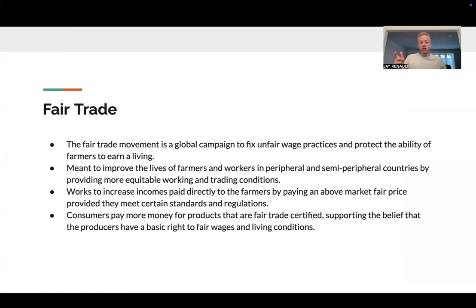Fair trade, fair wage, fair trade, fair wage. That's what I tell my students there. If something is marked as fair trade, that farmer is getting more money back in their pocket. The idea behind it is that it's meant to improve the lives of farmers and workers in peripheral and semi-peripheral countries. For me, let's give that farmer more money back to them. So if you see something marked as fair trade, typically I've only seen it really as coffee, but if you see something marked as fair trade, that's what it means.